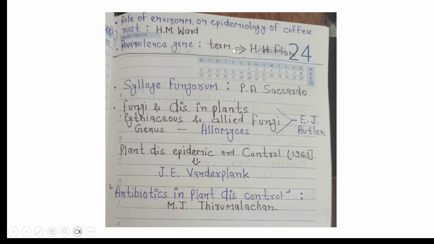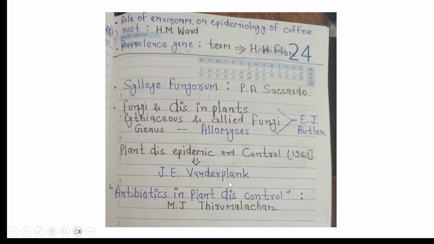Then the role of environment on epidemiology of coffee rust, caused by the fungus Hemileia vastatrix, was studied by H.M. Ward, who was also a student of Anton de Bary. The term virulence gene was given by H.H. Flor. H.H. Flor, the gene-for-gene hypothesis, something like that, given by H.H. Flor. Sylloge Fungorum was written by P.A. Saccardo. Fungi and Plant Diseases, B.B. Mundkar. Please keep in mind.